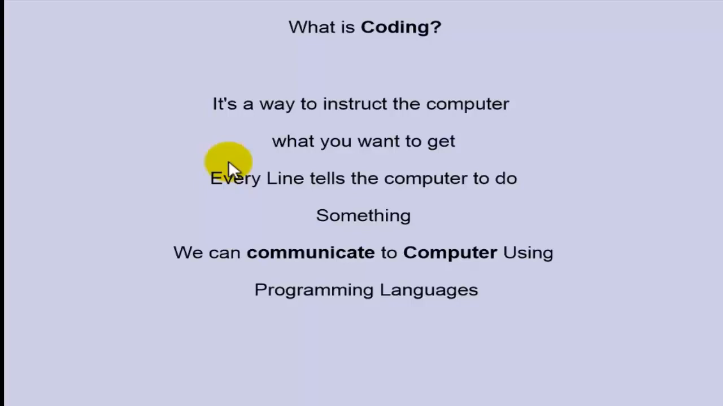And another thing is, every line you write on the computer will do something extra for you. Like if you write print hello world, it will print the text inside. If you write hello world, it will print hello world. So every line tells the computer to do a specific task. So from coding we can communicate in computer language.